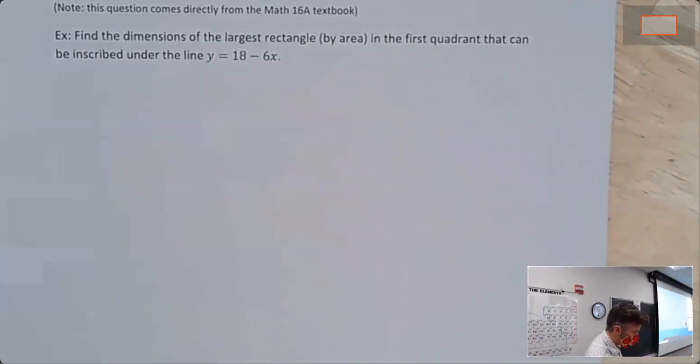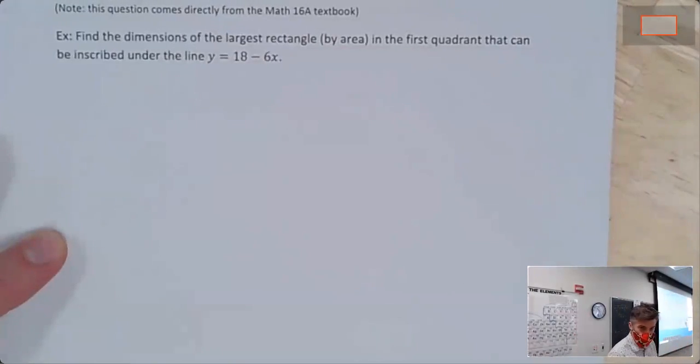Find the dimensions of the largest rectangle by area in the first quadrant that can be inscribed under the line y equals 18 minus 6x. Generally, when someone says find the biggest thing, they usually mean the biggest of its kind of largest dimension. If I said find the biggest sphere, we mean the sphere with the most volume. If I said find the biggest circle, we mean the circle with the most area. So whatever its biggest dimensionality is, that's what you're trying to maximize.